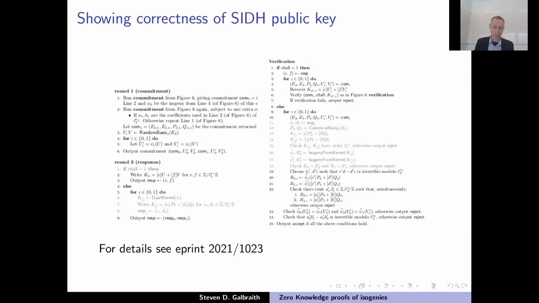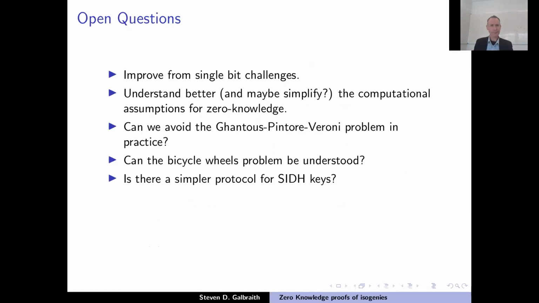But it's not a proof of knowledge. There's no extractor, it's just a signature scheme. So there's lots of open questions. There's trying to get away from these single bit challenges to more practical schemes. I've got no clue about that. It would be good to understand the computational assumptions that are needed for zero knowledge. There are these questions about the multiple edges and the bicycle wheels that I think are interesting mathematical problems.